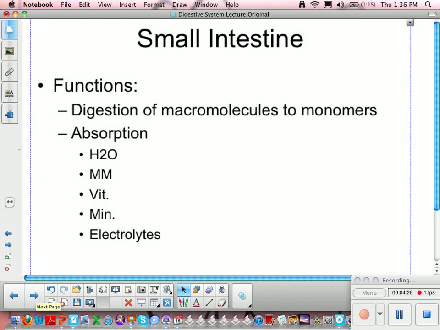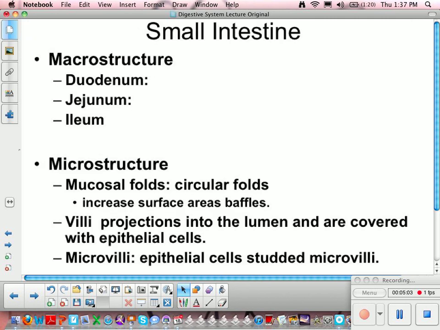Small intestine. The small intestine's functions are really digestion of the macromolecules to monomers. So proteins to amino acids, carbohydrates to sugars, those types of things. There is absorption. A lot of absorption happens in the small intestine. Water is absorbed there, macromolecules as well as their monomers. Vitamins, minerals, electrolytes, all absorbed in that small intestine.